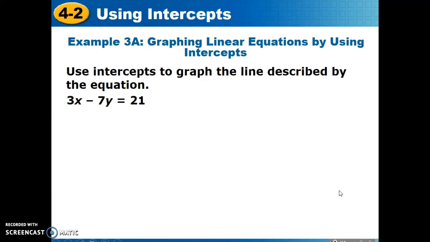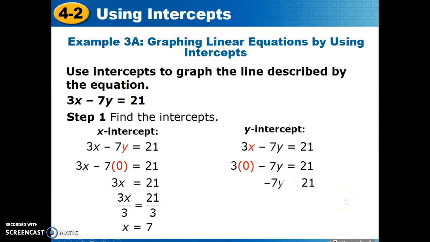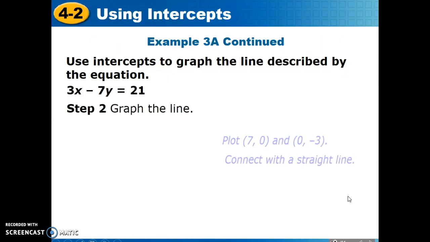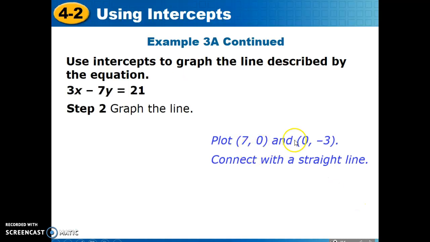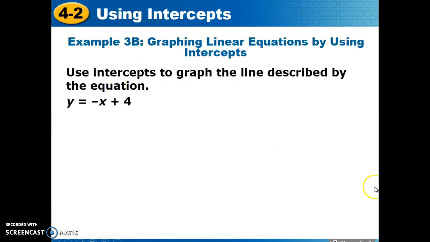Let's graph this equation by finding the intercepts. We're going to find the x-intercept by allowing y to equal 0. You can follow along with that algebra. We see that x equals 7 when y is 0. And we can find the y-intercept the same way. We're going to allow x to equal 0, and we see that our y-intercept would be negative 3. Use these 2 points. We found (7, 0) and (0, -3). Simply plot them on the coordinate plane and connect.